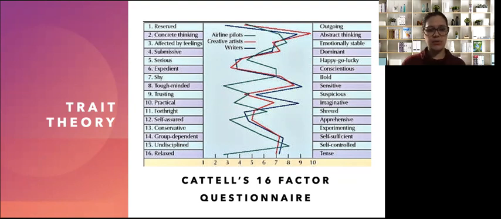Okay, so you see these 16 traits listed, and you have low scores on one end, which would be indicative of what you see on the left, and then high scores would be more indicative of what you see on the right for each of the 16 factors. So everyone has some level of each of these traits, but some more than others. And what you're seeing on the graph there, like an airline pilot versus a creative artist versus a writer, is how the different personality traits measure on Cattell's scale.